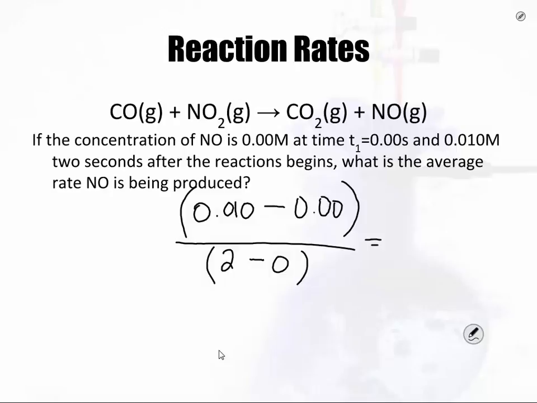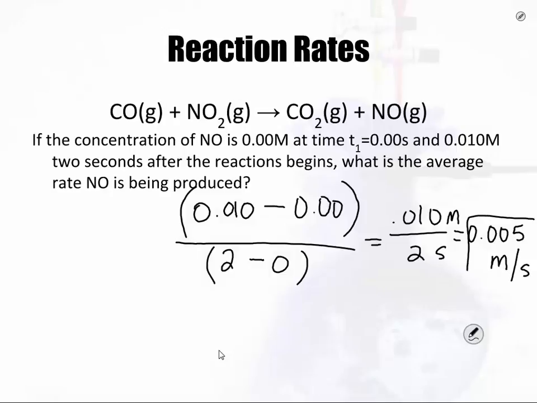So to simplify, we would take 0.01 minus 0, divided by 2. So we should get an answer of 0.005. And now the unit for rate is just what we used to calculate. So 0.01 was measured in molar, 2 was seconds. So our unit is going to be M, molarity per second, M/s. So our change in concentration divided by our change in time.